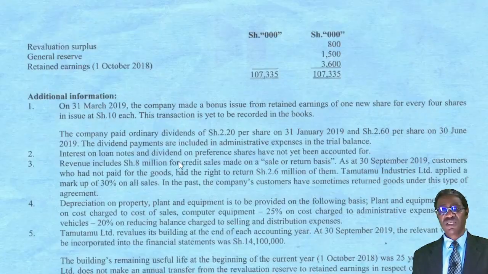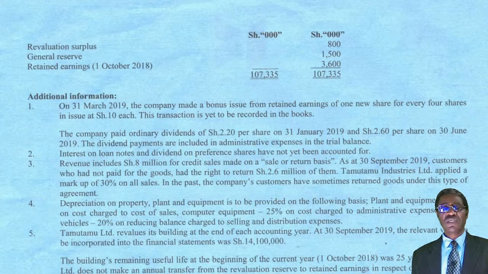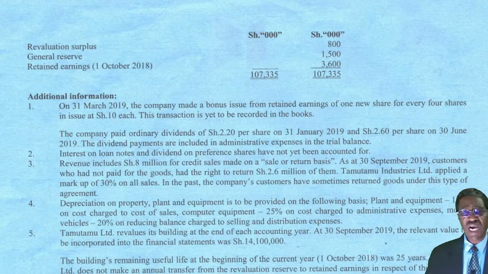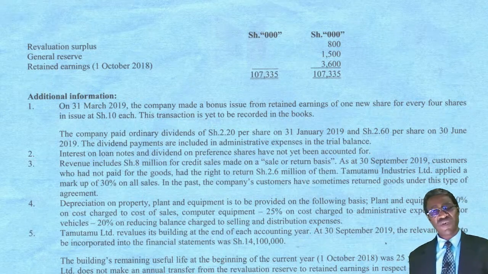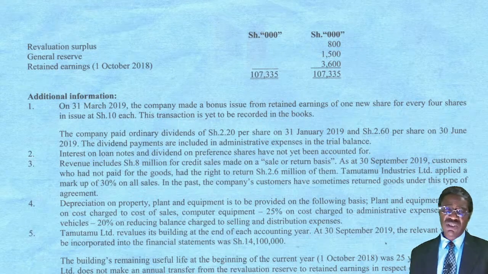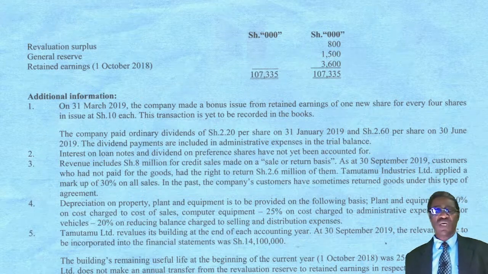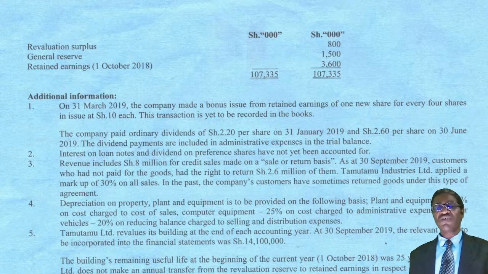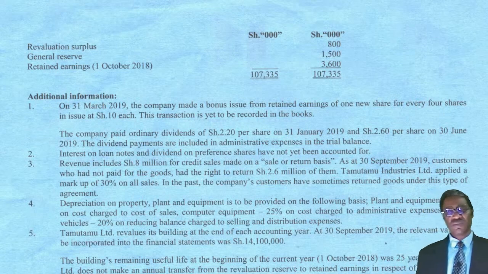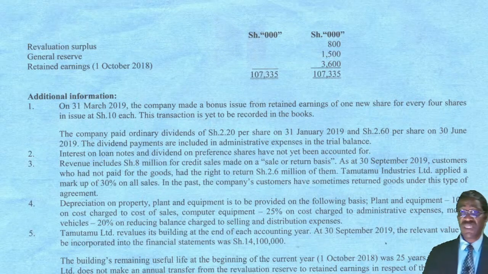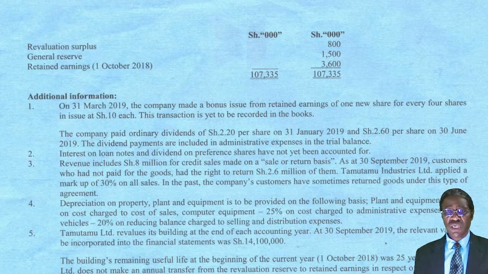After that, the trial balance goes on and it says revaluation reserve or revaluation surplus. You are given general reserve and you are given retained earnings on 1st October 2018. That's again the beginning balance. Additional information. Number one, on 31st March 2019, that's the end of the year. Is it the end of the year? No. Somewhere in between the year, because our year is ending 30th September 2019.